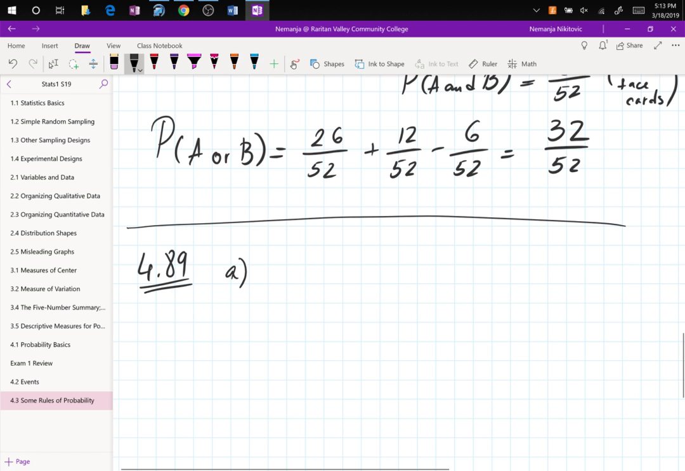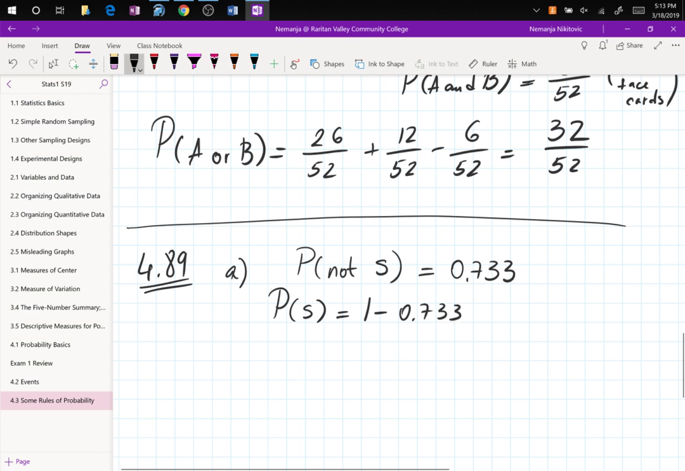So we first know that the probability of not smoking is 0.733. That was the probability given to us because these never smoked, which means that the probability of a smoker is 1 minus 0.733, which means 0.267. So about a quarter of all of these did smoke.